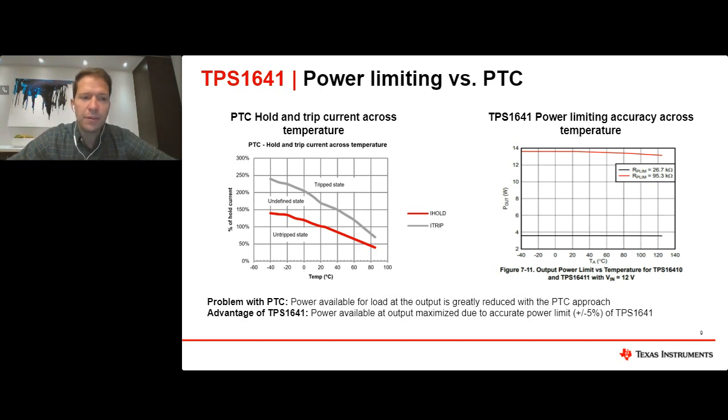So really one of the benefits of the TPS1641 against traditional discrete fuses is the ability to have a very accurate current limit. If you wanted to have a current limit that was below 15 watts, then you can see in this red curve here that it has a very stable accuracy across temperature, from minus 40 C up to 125 C. What that helps to provide is it allows you to maximize the amount of power available for your output systems.